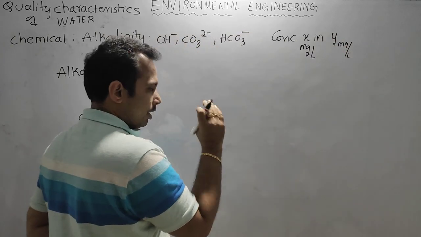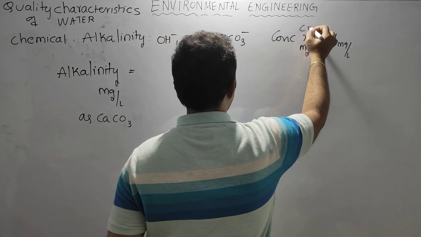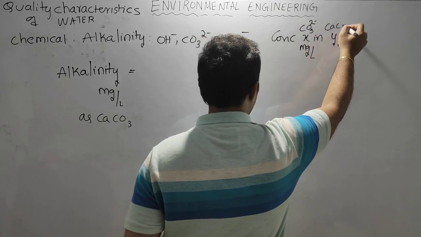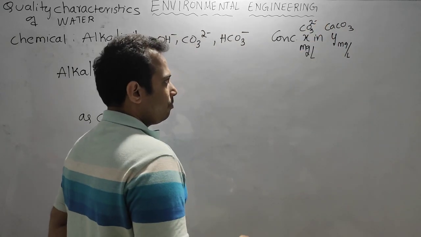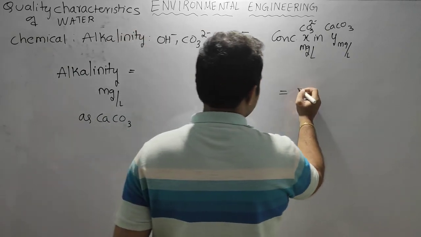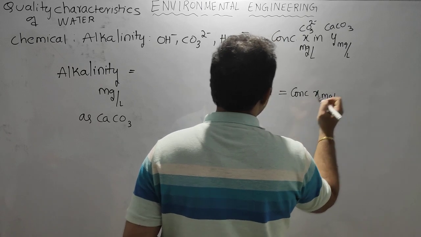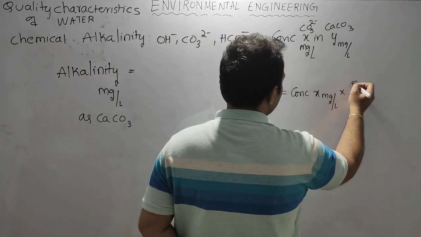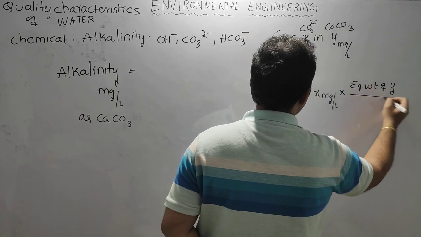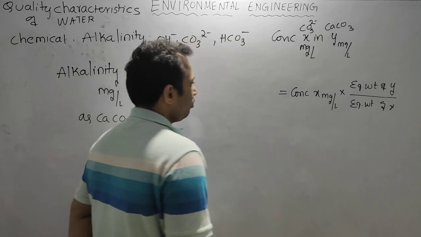For example, let X be CO3 2 minus. I want this concentration in Y, that means in terms of CaCO3. Then how to find that? It is equal to the concentration of X in mg per liter, multiplied by the equivalent weight of Y, divided by the equivalent weight of X.